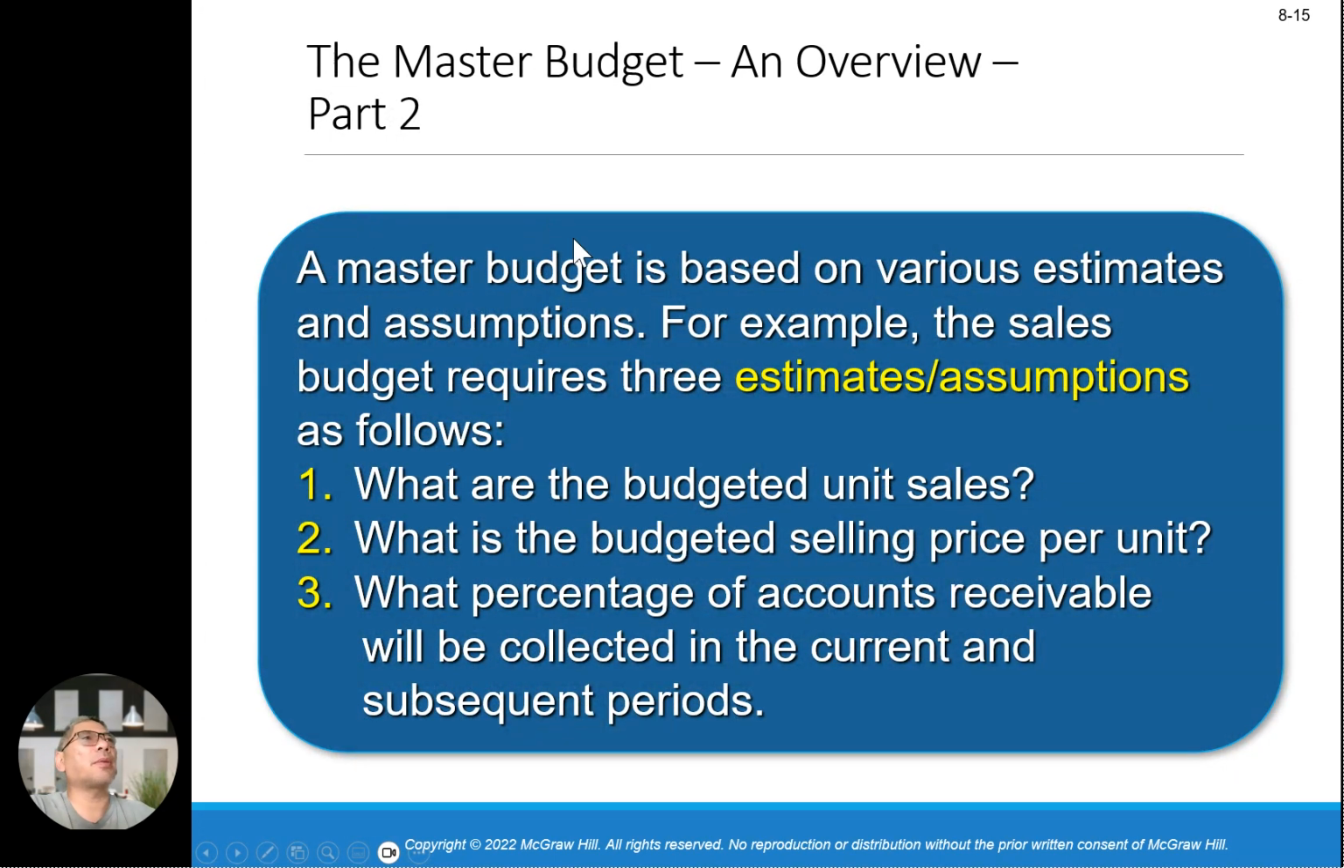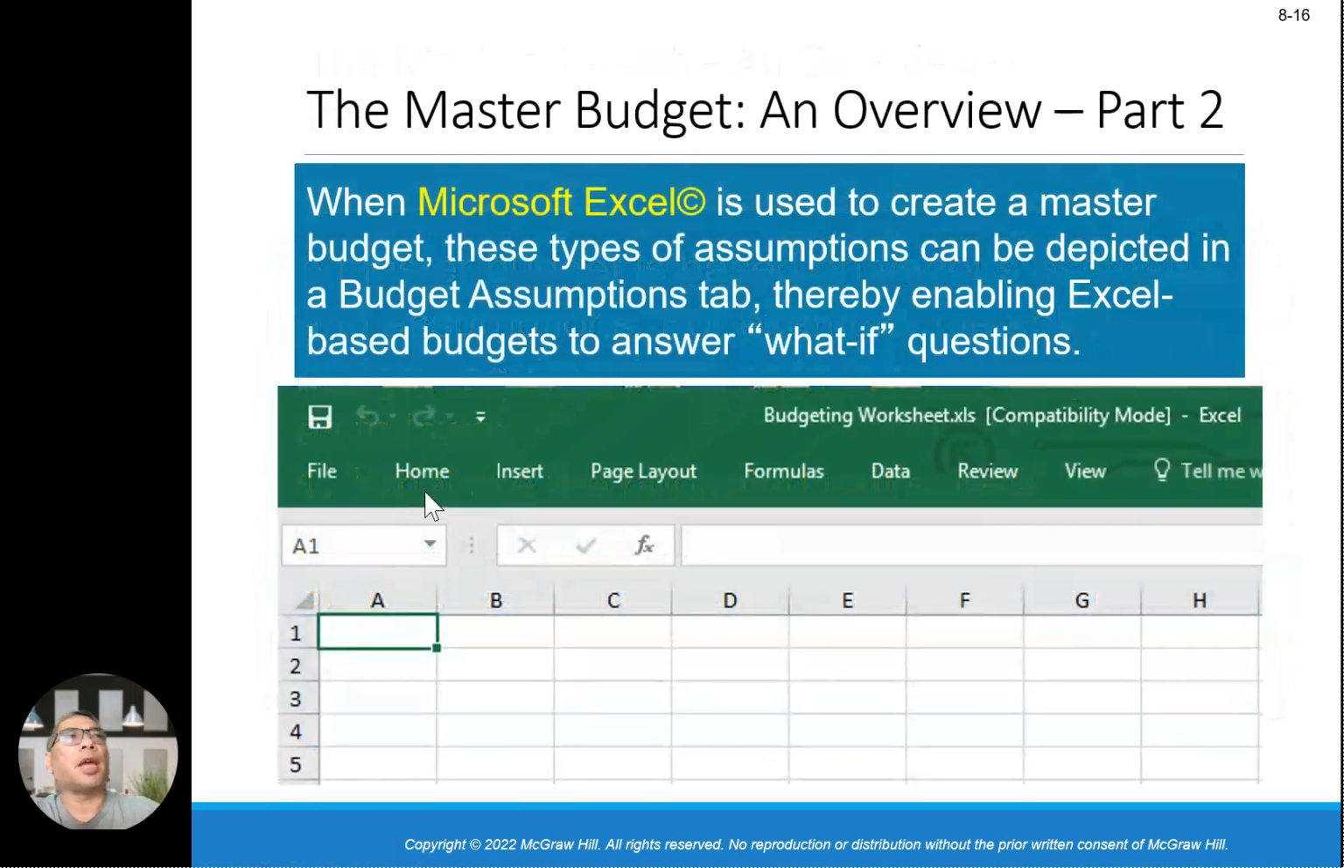And then in terms of the master budget, it is based on various estimates and assumptions. For example, the sales budget requires three estimated assumptions: budgeted unit sales, budgeted selling price per unit, and the percentage of sales that will be collected in the current and subsequent period. You can use Microsoft Excel as the standard to create a master plan for this type of assumption, thereby enabling the Excel budget to answer what-if questions. So usually the standard is using Microsoft Excel.